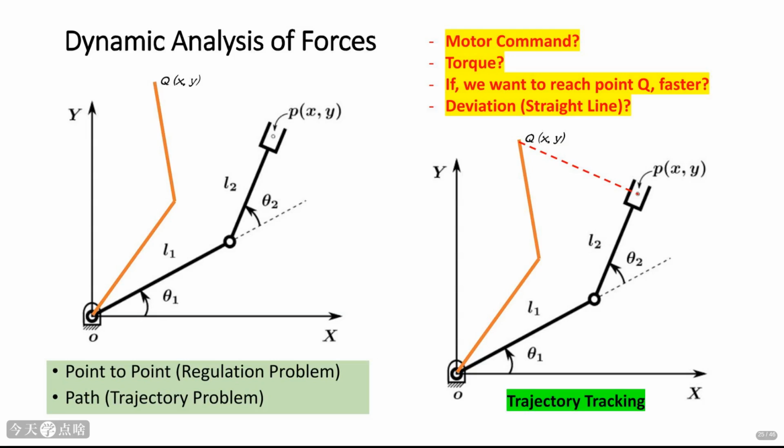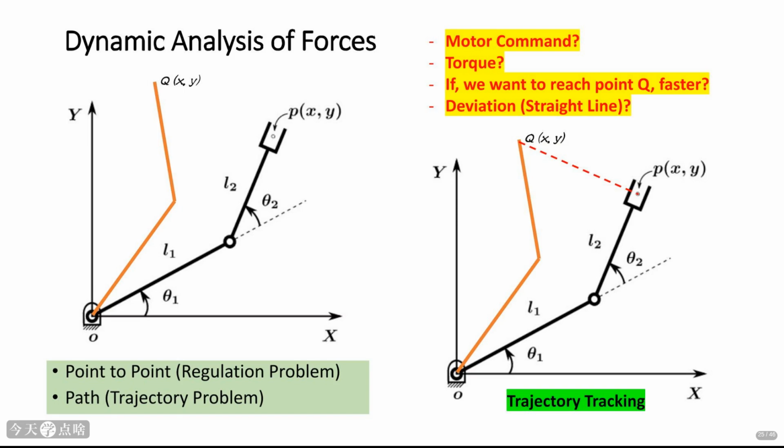Let's get into dynamic analysis of forces. We've seen how robots move, but now we need to understand why they move that way and what forces are involved. Look at the 2R robot again. We can ask questions like, how much torque does the motor need to apply to reach point Q? Can we make it faster? What if the path deviates from a straight line?